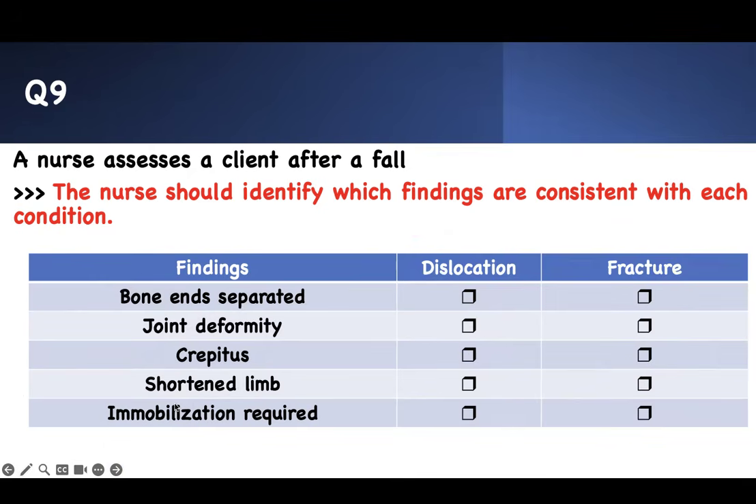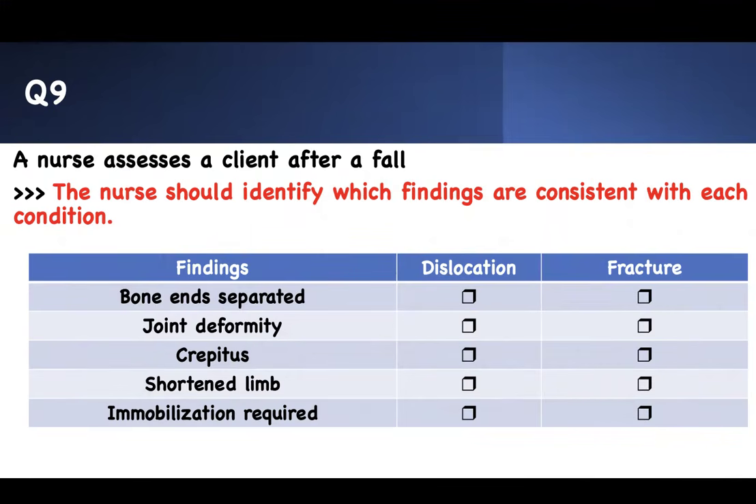And as I assess a client after a patient falls down, how do you know dislocation or a fracture? Bone ends separate. The joint is deformed. There's crepitus. The leg is shortened. And both of them we need to immobilize. Which one? Very, very important to compare the difference. And think about it. What is your answer choice? How do you know this is dislocation, this is fracture?